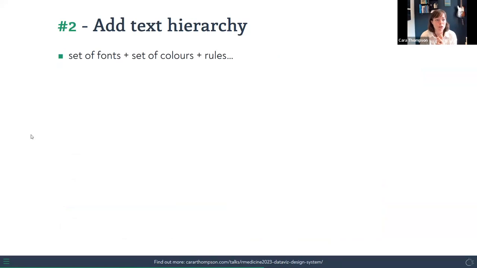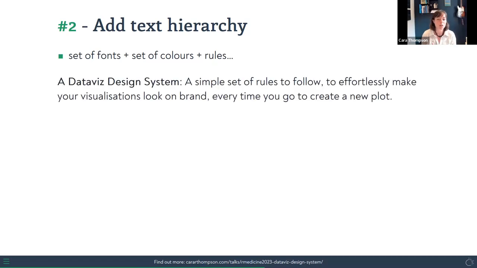So we've thought about text and fonts. We've got a set of colours for our plot and for our text, and we've got some rules about where we're going to use them, whether it's the title, the body text, etc. And so we're really on our way to creating a data design system, which is a simple set of rules that you can follow so that your plots effortlessly look on brand every time you get to create a new plot. Now, because we're using R, we know that we can also automate some of this.